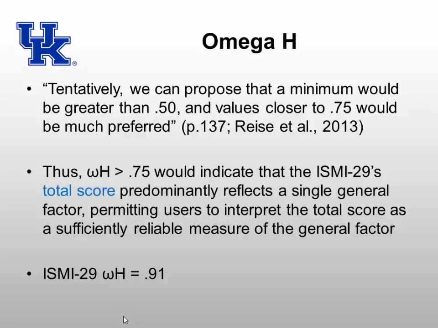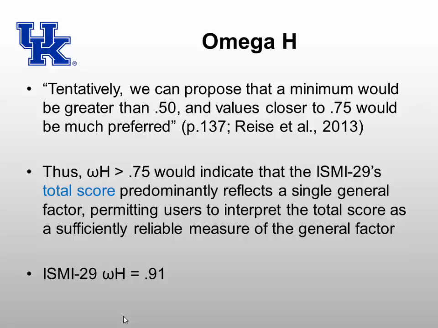Cutoff values: Reise suggests a minimum greater than 0.50, ideally closer to 0.75 or above. So an omega hierarchical greater than 0.75 would indicate that the total score predominantly reflects that single general factor, which means we can use it. It's okay to use. If it's below that, it might not be okay to use that raw total score.